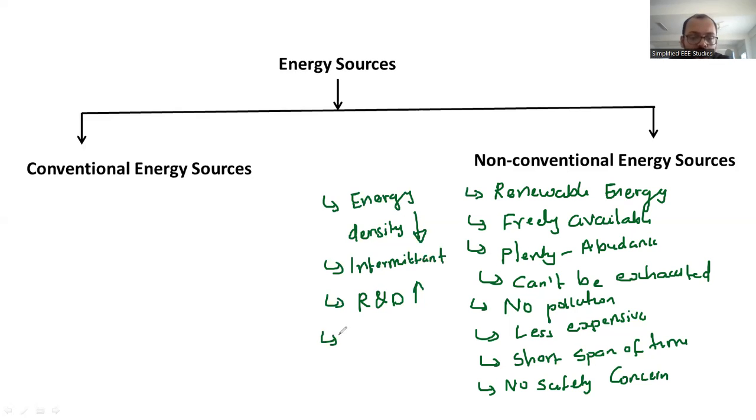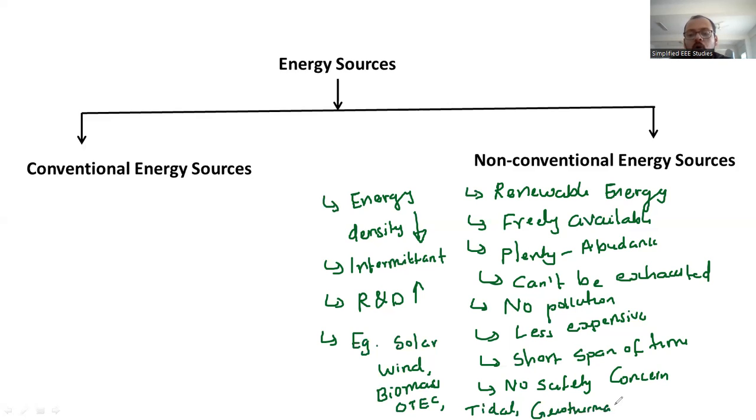Can you give some examples of non-conventional or renewable energy sources? Solar, wind, biomass, then ocean thermal energy conversion, that is called OTEC. Then tidal, and you can write geothermal. All belong to the non-conventional sources, so you can write it as renewable energy sources.